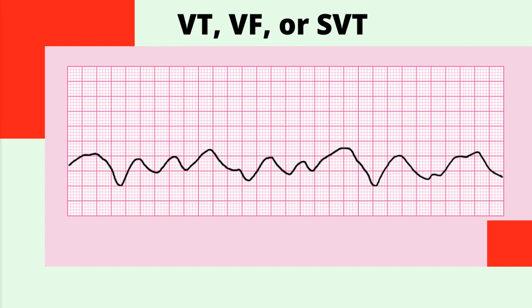This is a VFib, and this is a weird-looking VFib. It's like a slowish VFib, but there's no symmetry here. There's nothing going on except for a squiggly line, so this can't be anything else.